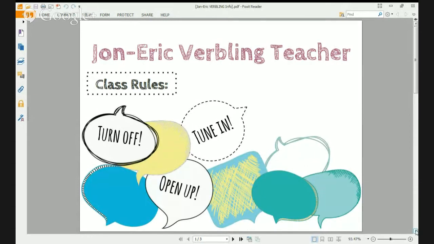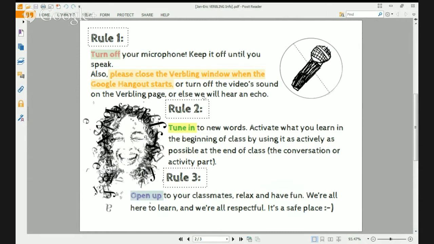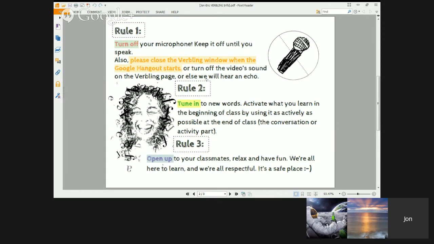By the way, here are 3 quick rules to help you participate. Don't forget to turn off, tune in, and open up. That means turn off your microphone when you're not speaking, so that we can have a nice and quiet classroom. But also tune in to the new words that you're learning. Use them as actively as you can. That means use them deliberately so that I can hear you, correct you, and give you feedback. Finally, open up to your classmates. Relax and have fun. We're all here to learn, and this is a safe and respectful place to practice your English.